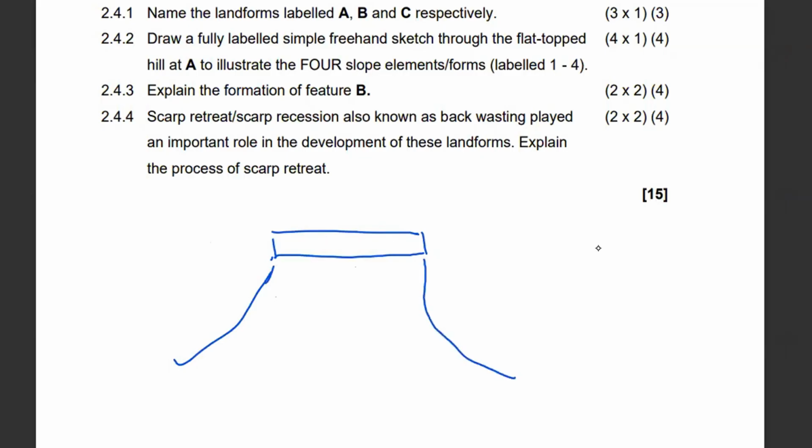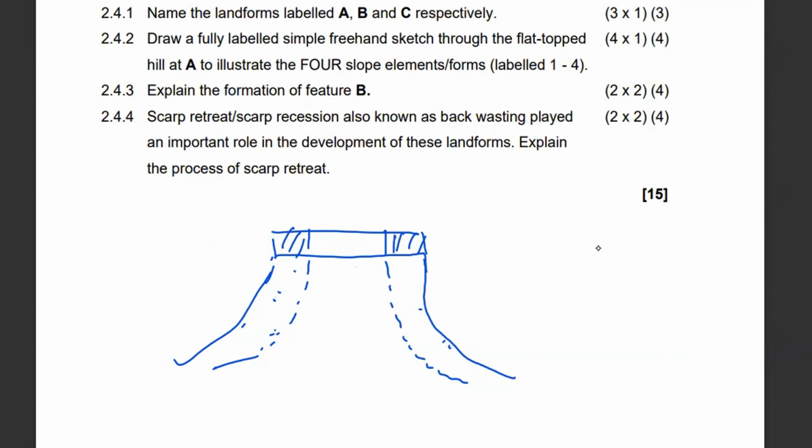Let's say we are starting from here. This is our mesa. There is scarp retreat, which is going to happen, like that. Which means our landform is going to be eroded, and the cape rock is going to be eroded also from the top. If the cape rock is eroded, it automatically means the softer rock below is also going to be eroded, because it's the one that protects the bottom layers.